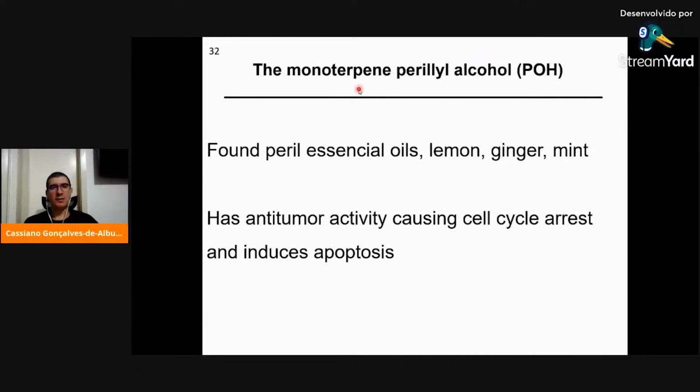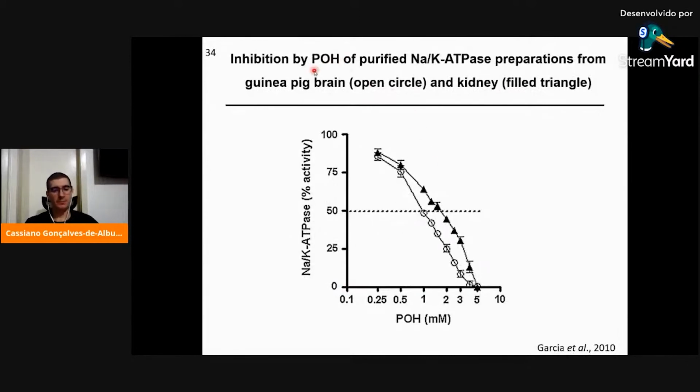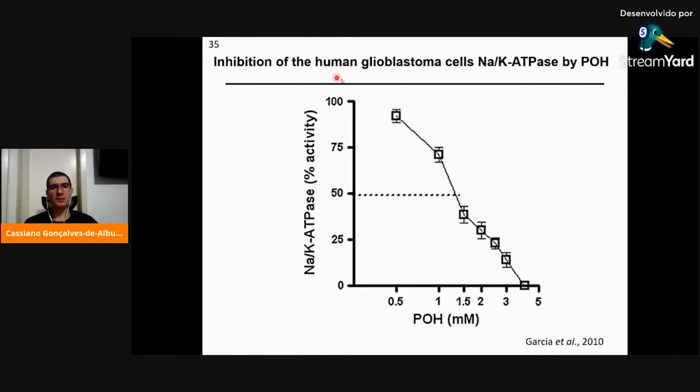The other compound, the monoterpene perillyl alcohol, POH, found in essential oils of lemon, ginger, and mint, has antitumor activity, causing cell cycle arrest and inducing apoptosis. POH inhibits purified enzyme from guinea pig brain and kidney. And also, it inhibits human glioblastoma cell ATPase.